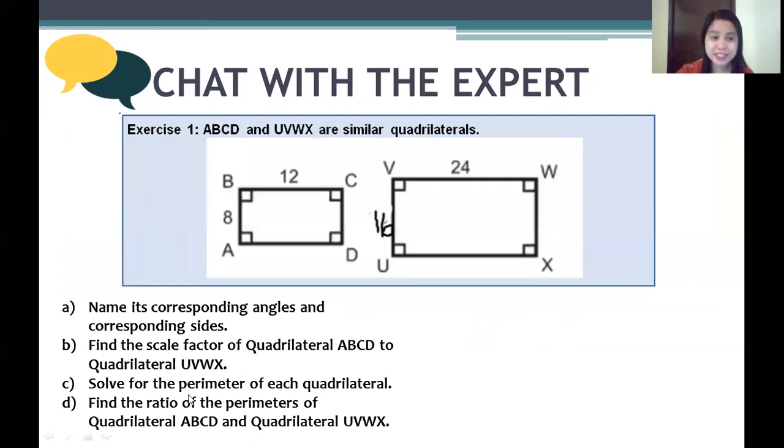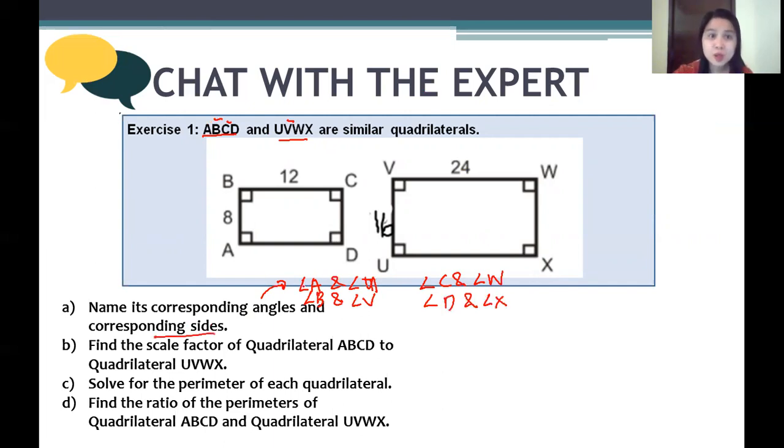Now let us have these exercises. The first one: ABCD and UVWX are similar quadrilaterals. Let's name the corresponding angles. The first one, angle A and angle U. The second, angle B and angle V. The third, angle C and angle W. And the last, angle D and angle X.